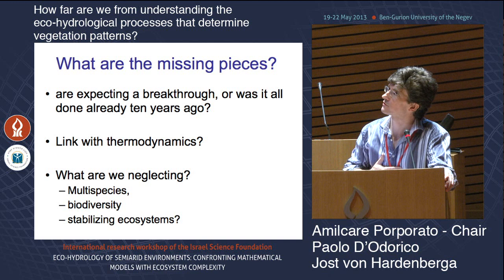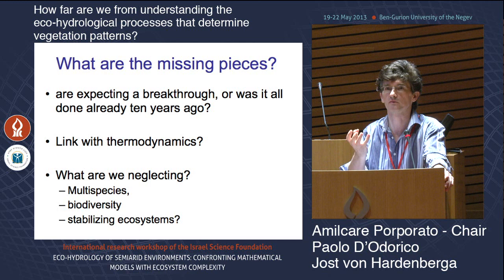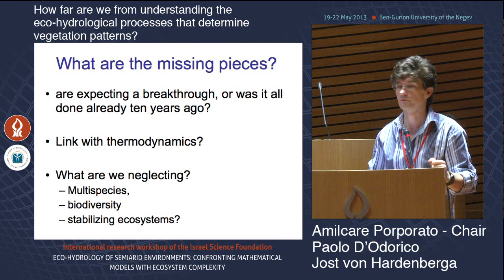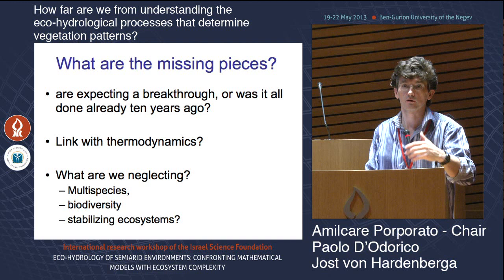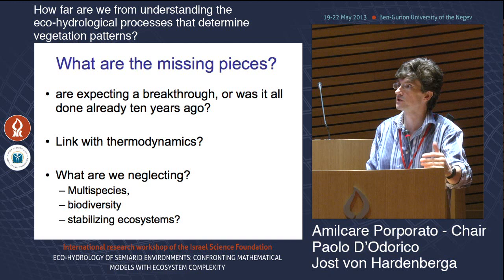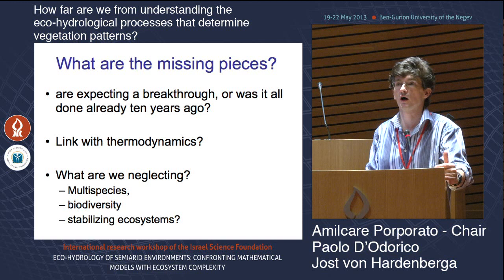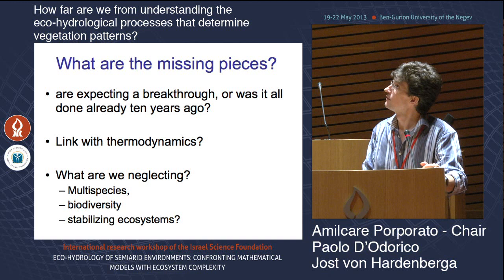I mentioned that already: what exactly is the link with thermodynamics? What are the thermodynamic principles that determine this instability of the homogeneous state that produces the pattern? This is an old concept in thermodynamics. And what are we neglecting? Clearly, we are neglecting the role of multiple species, the role of biodiversity. We know that biodiversity stabilizes many ecosystem properties, but I don't think we are at the point where we know how biodiversity affects patterns. And that's about it to start the discussion.